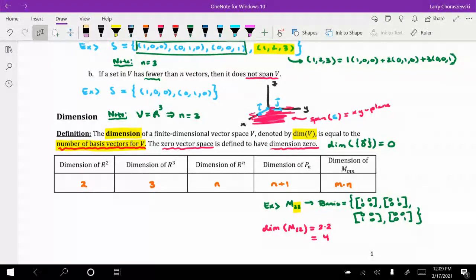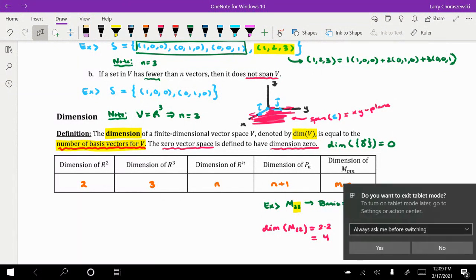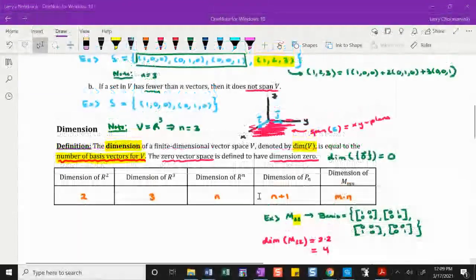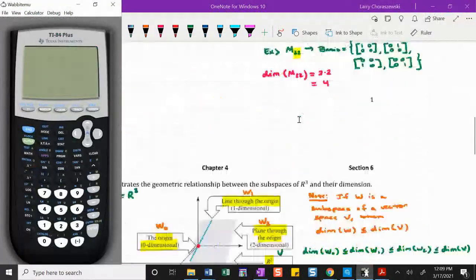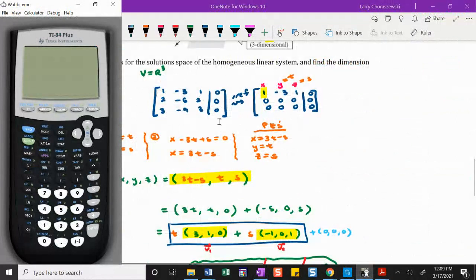I'm sorry, but can you show us how to do RREF in the calculator? I know you did it, but I just forgot. No problem. All right. Is it okay if I do it with this matrix? Yeah, that's fine. Okay.